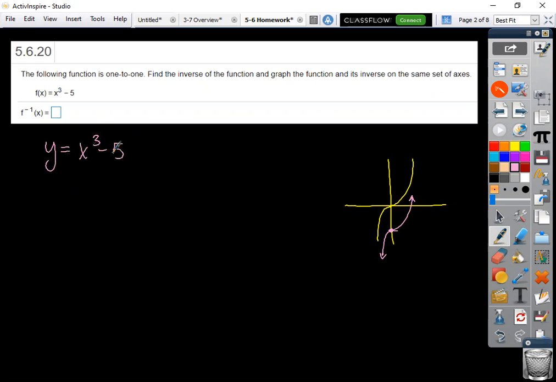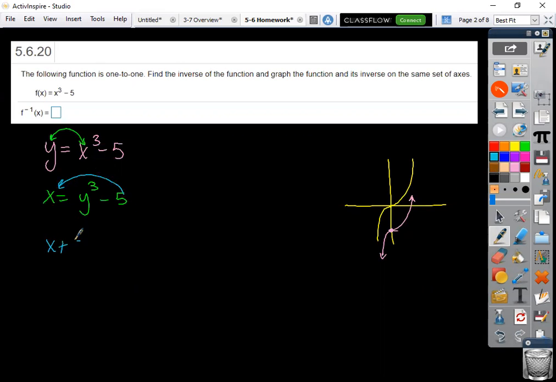And then there are different variations of how you can do this. I think the most common one that you'll see explained is that for an inverse, you flip the x and the y around. So this is going to look like that. And now we're supposed to solve for y. To get y alone, first thing I'd do is add that 5 to the other side.